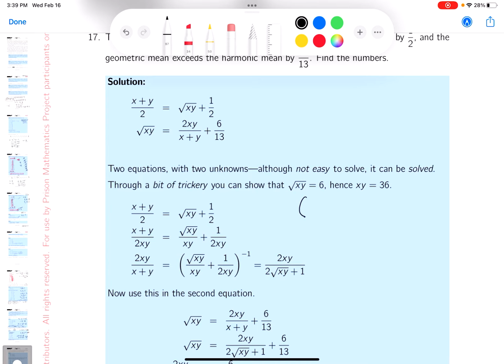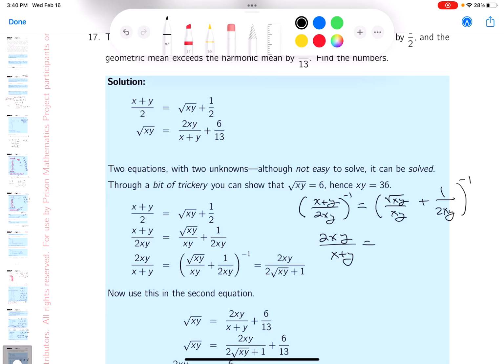I'm going to take the reciprocals of both sides, and I'll write that down for you. So what'd you get? x plus y over 2xy, the reciprocal of that, should equal the reciprocal of the other side. Let's write that down. Root xy over xy plus 1 over 2xy. And I'm taking the reciprocal of both sides. Well, the left side couldn't be easier. What is it? It's 2xy over x plus y.